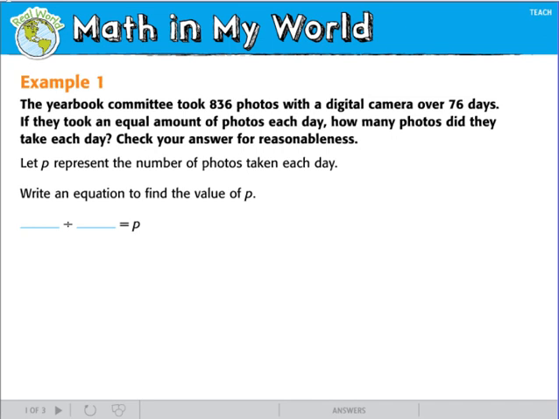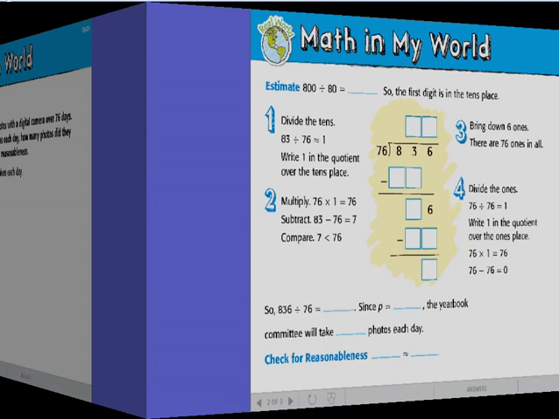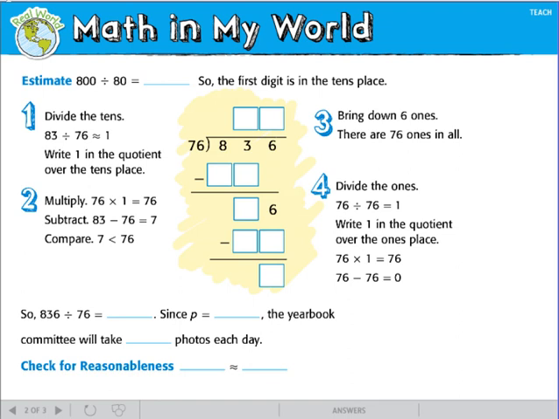We're going to check your answer for reasonableness by using estimation. And right now, we're going to let P represent the number of photos taken each day. Write an equation to find the value of P. So we have 836 divided by 76. So now that we set up a problem, we're ready to start working with it. First thing we're going to do is estimate. That's going to tell us about what our answer should be.